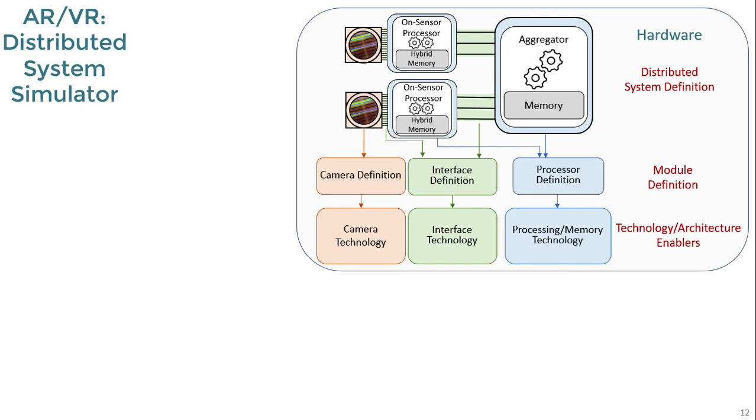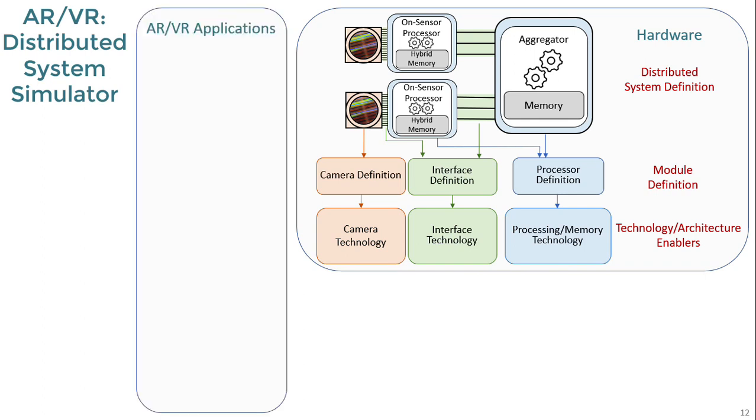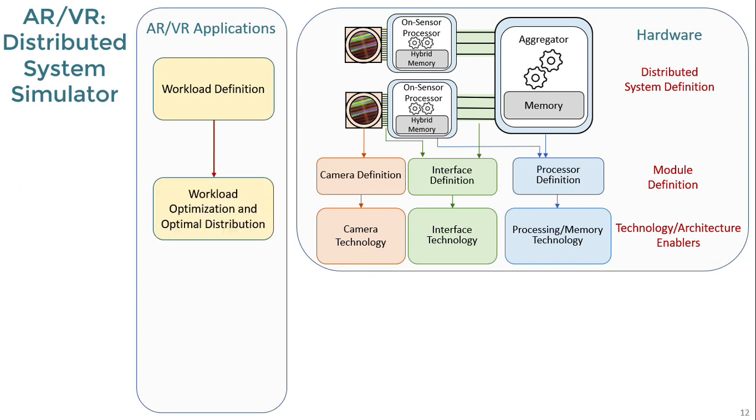Once we have defined our system, we can define our applications. First, we define the workload, such as eye tracking or hand tracking. Then the workload optimizations that we are going to do, such as pruning, quantization, etc. And then the optimal distribution, which refers to how we are going to distribute our workload in this system. Of course, this model can be used in an iterative way. So we define one splitting point, run the whole model, and then we can come back and define another one, and then compare the power, latency, etc.